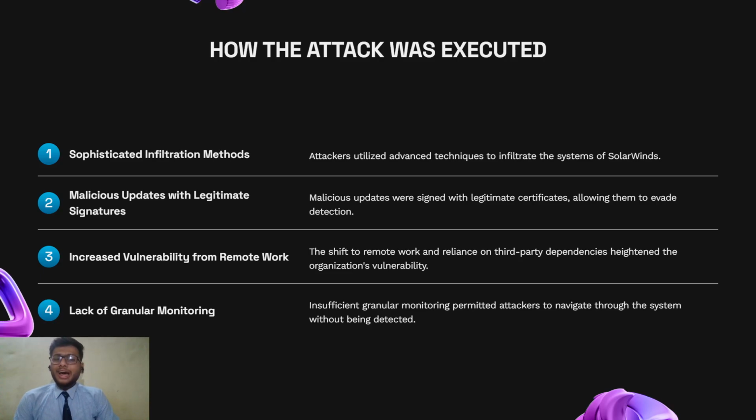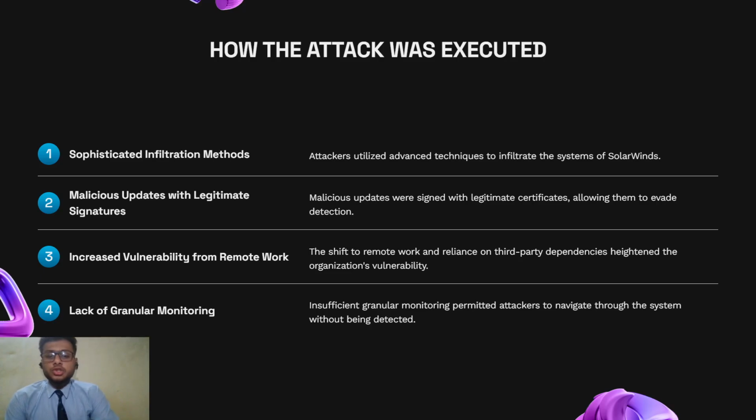So we'll see how the attack was actually executed, meaning what are the reasons behind this attack. So first is the infiltration method. Attackers utilized advanced techniques to infiltrate the system of SolarWinds. Then, malicious updates with legitimate signatures. So they injected the malicious update with a legitimate certificate, so no one could detect their attack. And then, increased vulnerability from remote work.